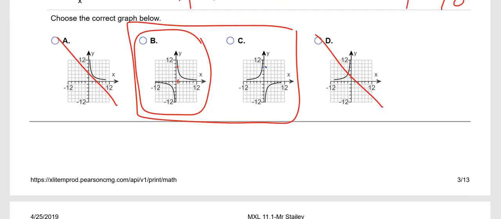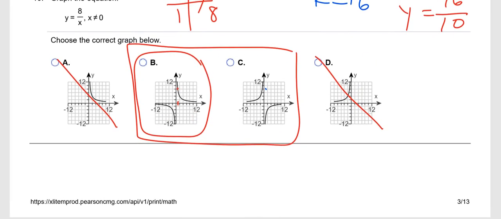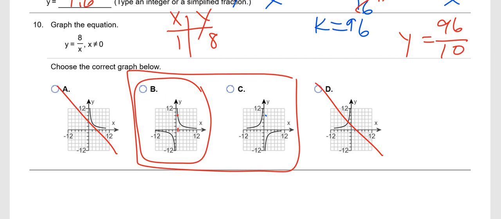Yes, Mr. Bond. Is quadrant 2 negative? Correct. Is that another way you can figure that out? Oh, yeah. You could think about it like that.